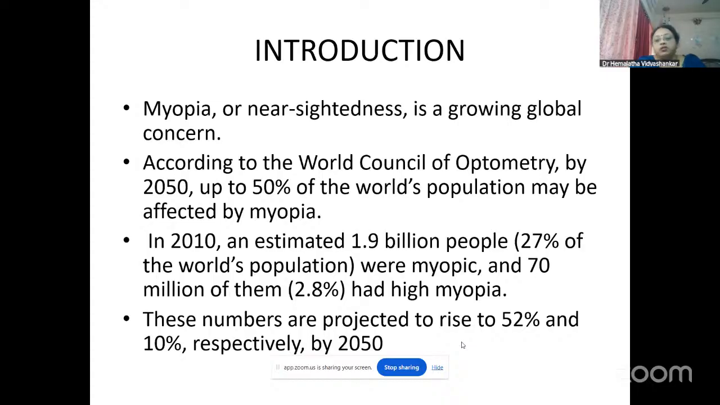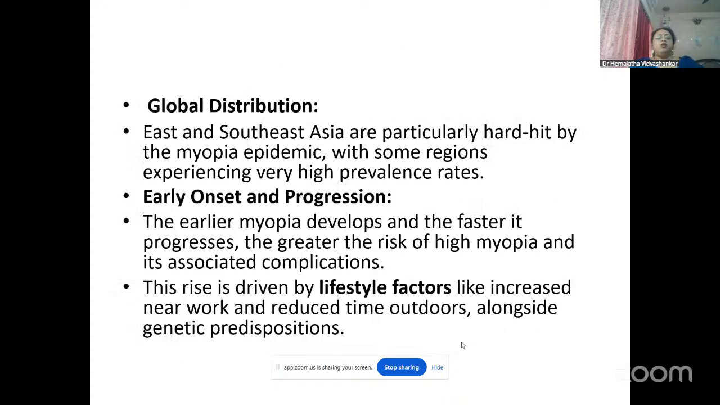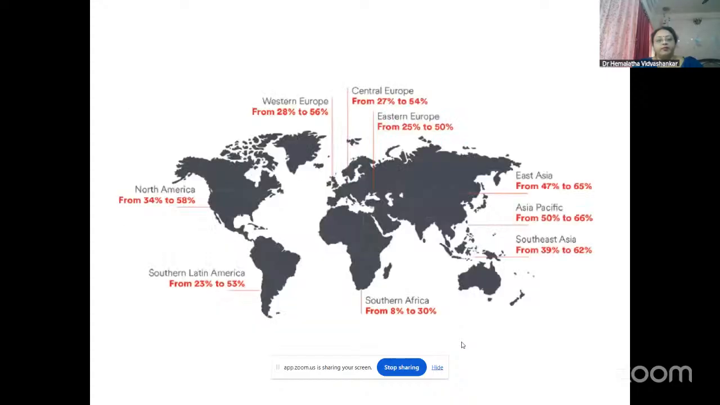And high myopia is associated with a lot of complications. Now, coming to global distribution, in Asia and Southeast Asia, due to some racial differences, there is a much higher incidence of myopia. And the earlier the myopia develops, the faster it progresses, and there are risks of developing high myopia and its associated complications. Now, this rise in risk is also driven by lifestyle factors like increased near work, especially in school, reduced time outdoors because children attend various classes, along with genetic predisposition. If we see in this picture, in Southeast Asia especially, the myopia incidence is very, very high.